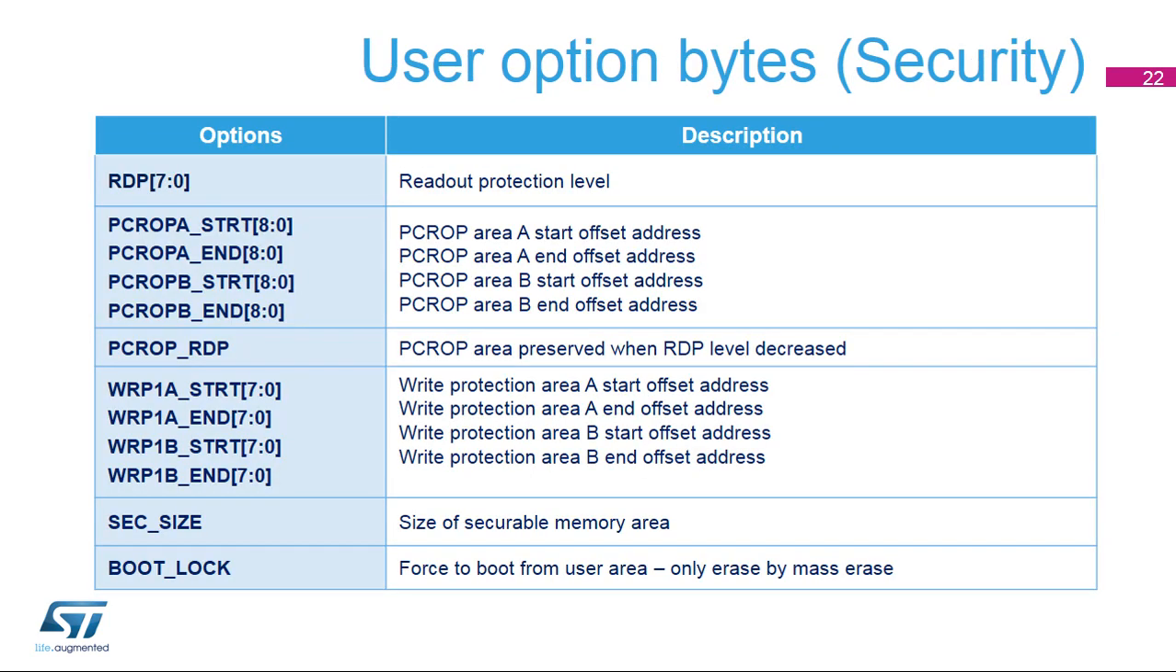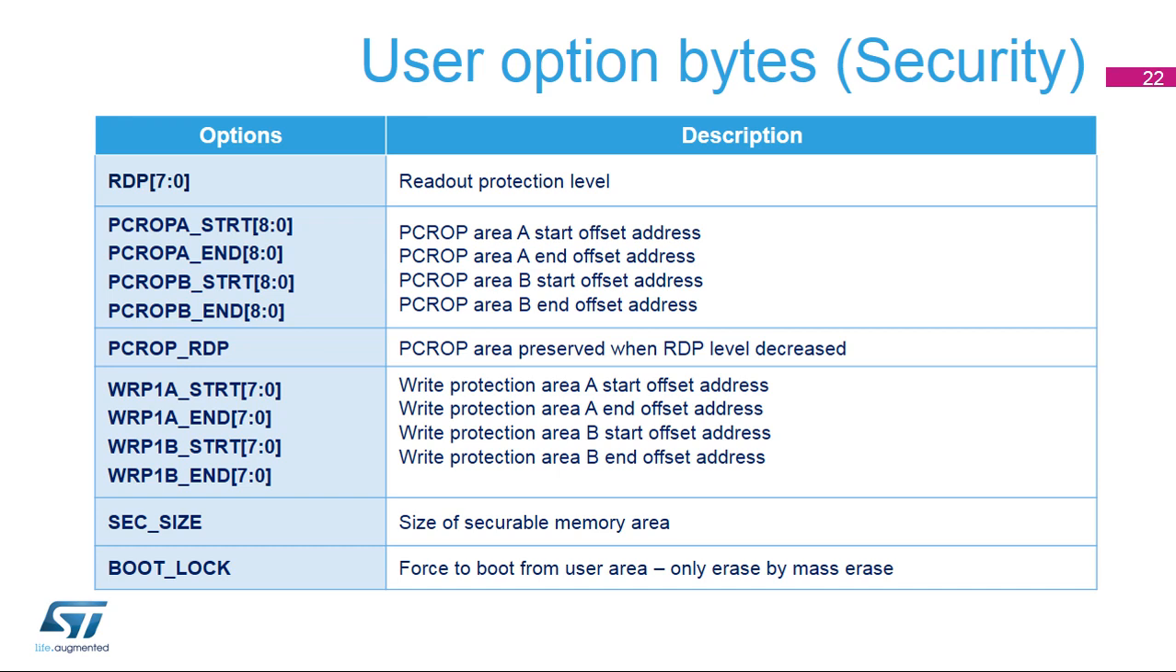The readout protection level enables the readout protection for the entire flash memory. Level 0, no protection. Level 1, read protection. Level 2, no debug. The following transitions are supported. Level 0 to level 1. Level 1 to level 0, which implies a partial or mass erase. Level 0 to level 2, and level 1 to level 2.